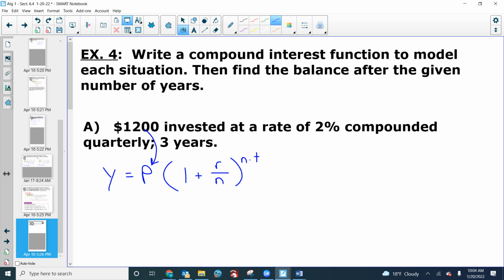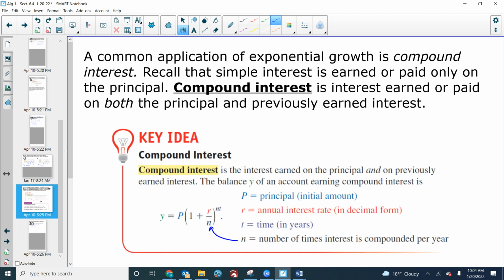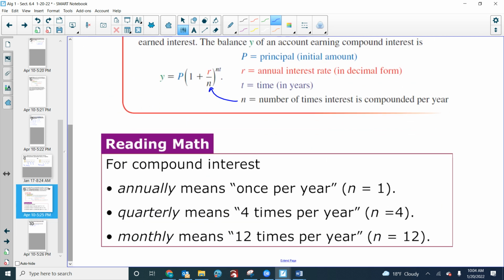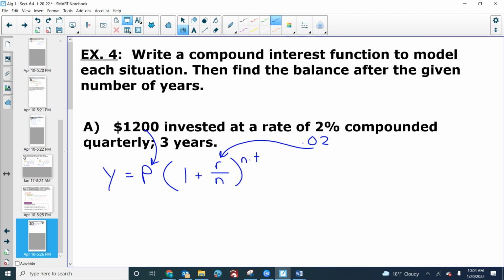Invest at a rate of 2%. So 0.02 goes in for r. Compounded quarterly. N equals, go back to here, quarterly. Quarterly means n equals 4. 4 times per year. N equals 4, and then we're going to plug in 3 for the time. Sorry, I had to rush that.